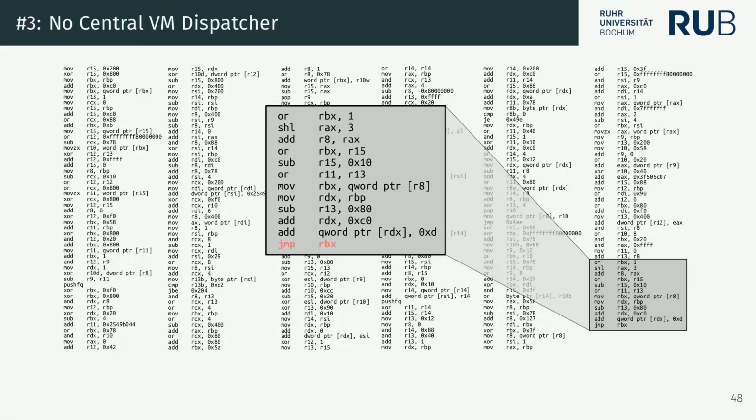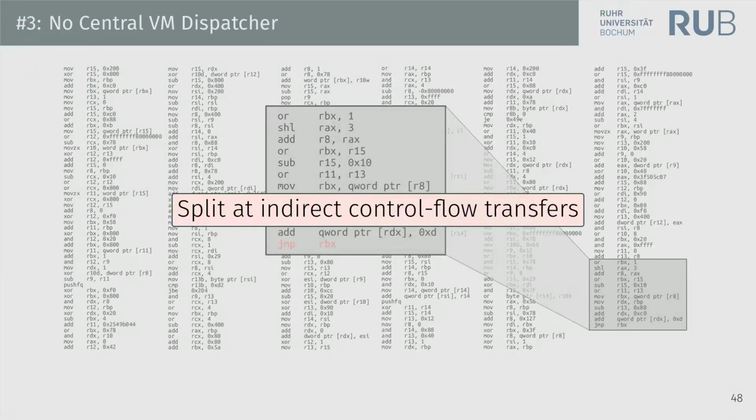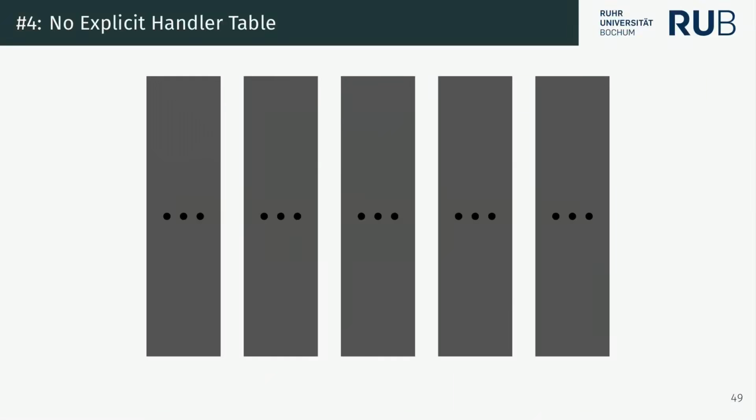One advantage or disadvantage, depending on how you see it, of inlining something like that is that we have a hard heuristic for how we can find the end of VM handlers. Basically, they end with a return or with a jump RBX. So if we split an instruction trace at indirect control flow transfers, we split it into the separate VM handlers. This helps us for our fourth part.